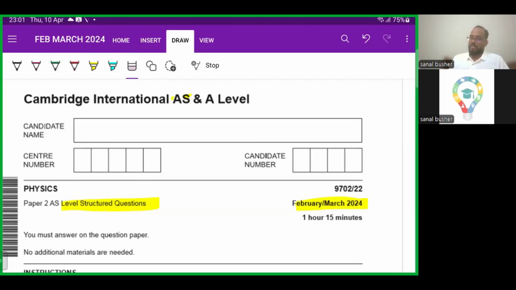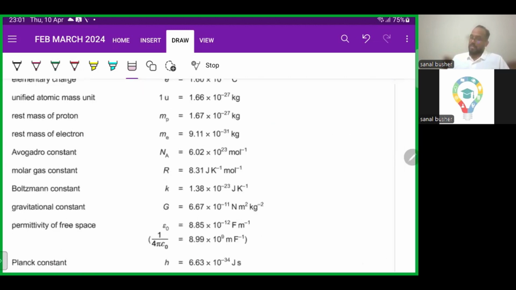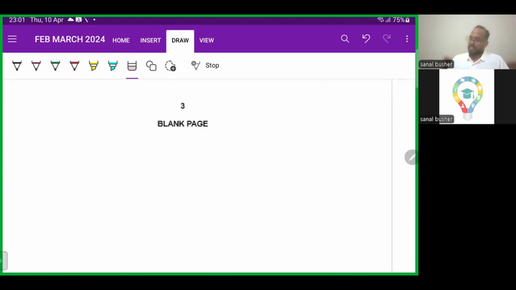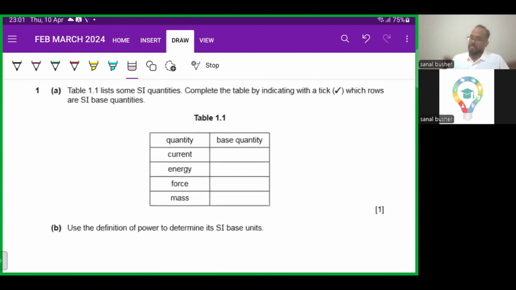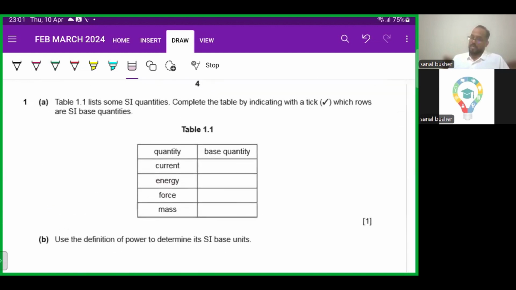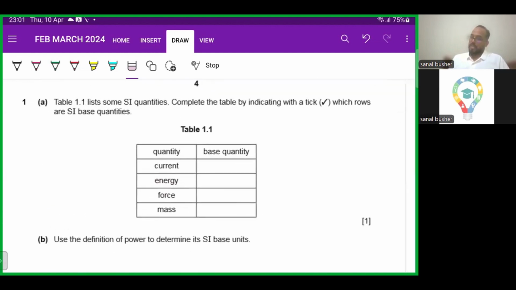Today we are going to solve Cambridge International AS Level Paper 2, 2024 February March. First question we will check. This table consists of some SI quantities. Complete the table by indicating with a tick mark which rows are SI base quantities.